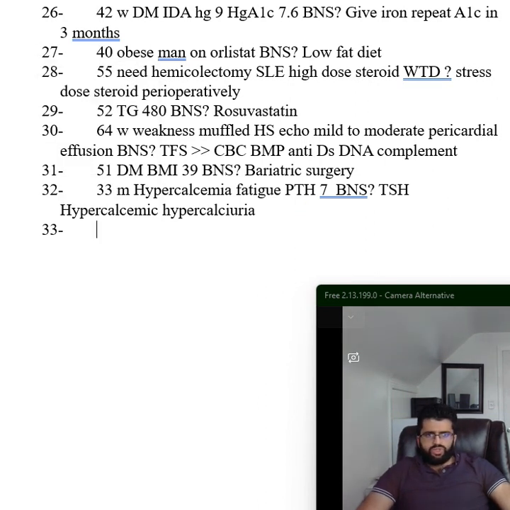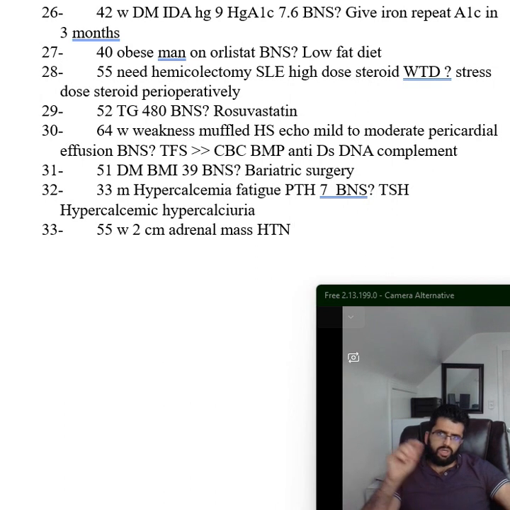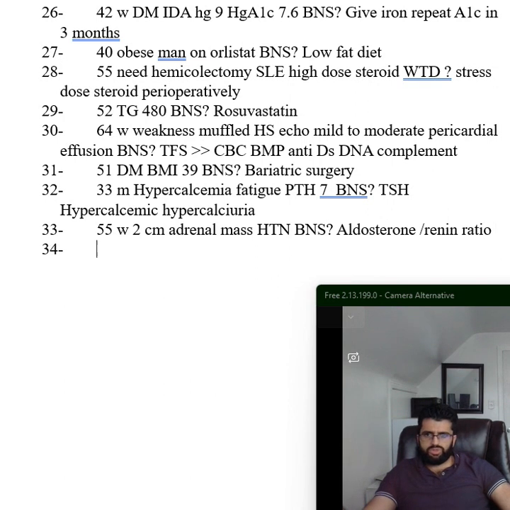So another case is interesting. You see a 55-year-old woman who comes in with a 2 centimeter adrenal mass and hypertension. So you have hypertension and a 2 centimeter adrenal mass. What would you do? You do nothing? You just watch it, or you test for hormone? You test for hormone. Aldosterone to renin ratio. So you need the aldosterone to renin ratio.